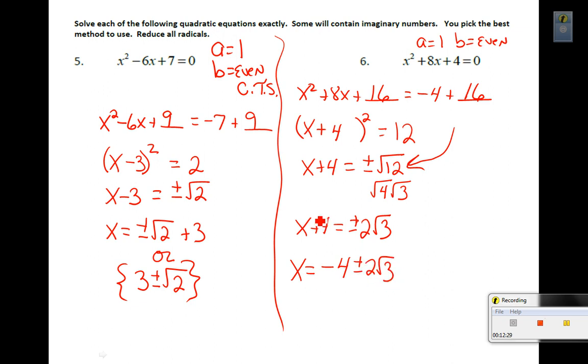Hey, notice that the 4 was positive here, so it's negative over here. So there's my answer. Like I said earlier, if you would write that as positive or negative 2 radical 3 minus 4, I'm going to be okay with that.